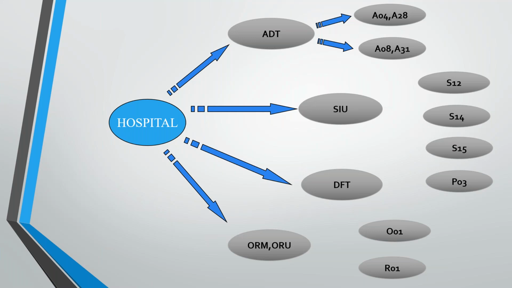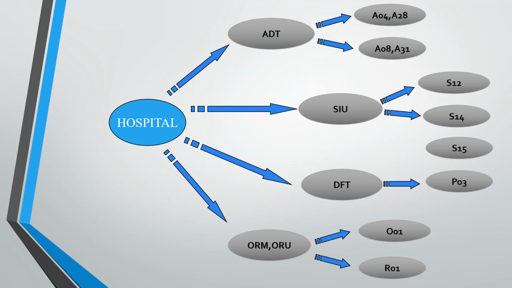Next, we have the DFT message. DFT message is nothing but detailed financial transaction. It has only one event type, which is P03. So whenever you see DFT P03, you understand that it is a DFT P03 message, and it has charge related information within it. So that HL7 message which has DFT P03 is representing charges.